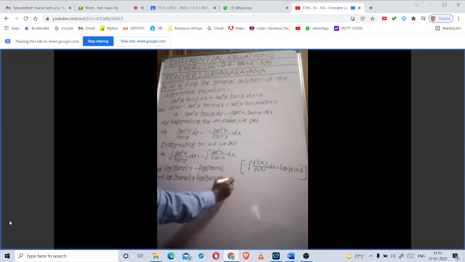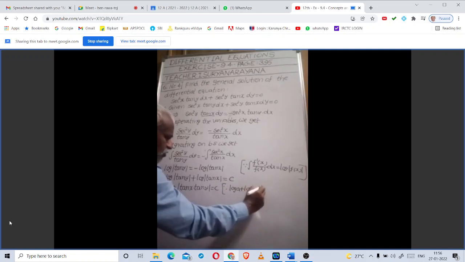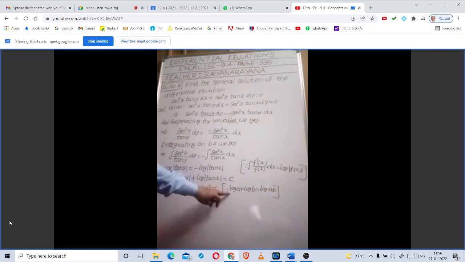Or you can write plus is equal to c, some constant. We are adding some constant here. Understood this step? This can be written as log mod tan x into tan y is equal to c, because log a plus log b is equal to log of ab. Yes or no, my children? By using this logarithmic property, I wrote this LHS part is equal to c.